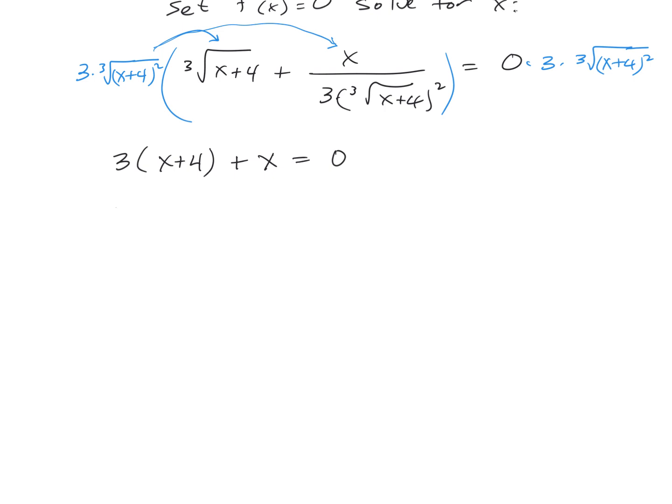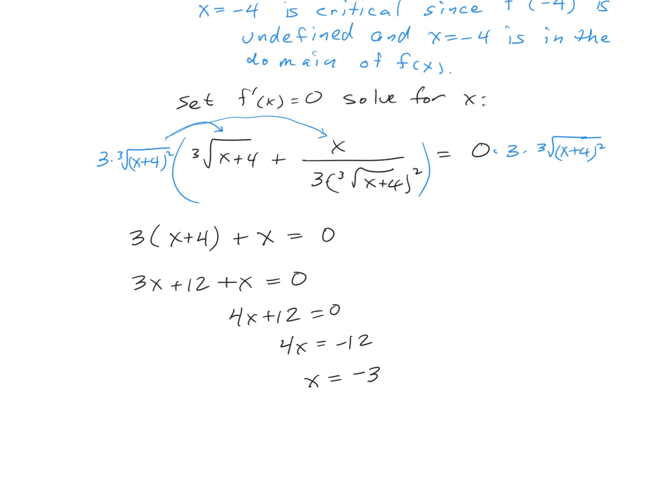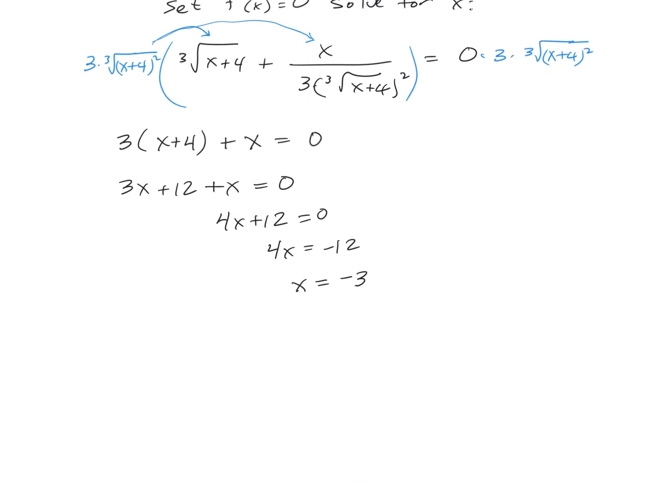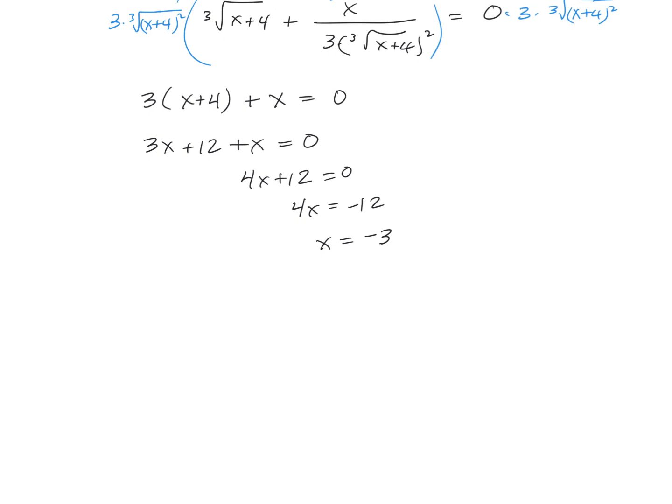And then on the right-hand side, of course, we still have 0. Multiplying this through and solving for x, we get 3x plus 12 plus an x is equal to 0. So 4x plus 12 is equal to 0. 4x is negative 12. So x is negative 3. And once again, if we look, negative 3 is definitely in the domain of our original function. And negative 3 is going to make our derivative equal to 0.